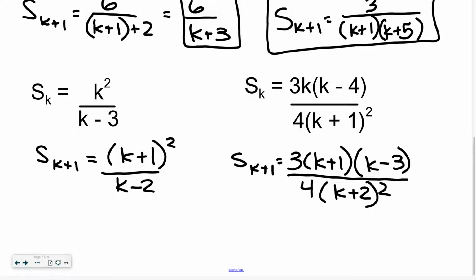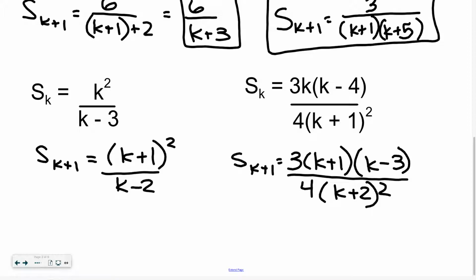I will say this. If you were to FOIL out the top, k plus 1 squared, k plus 1 times k plus 1, and write k squared plus 2k plus 1, that's fine. If over here on the second one, you distributed this 3 and called it 3k plus 3, totally fine. So it's not wrong to do that extra multiplication as long as you do it correctly. It's still what s sub k plus 1 is. It's just a matter of when I'm trying to find s sub k plus 1, I generally just leave it alone.